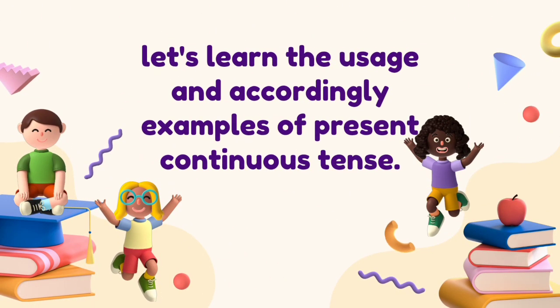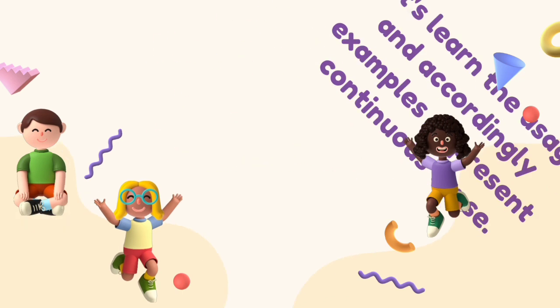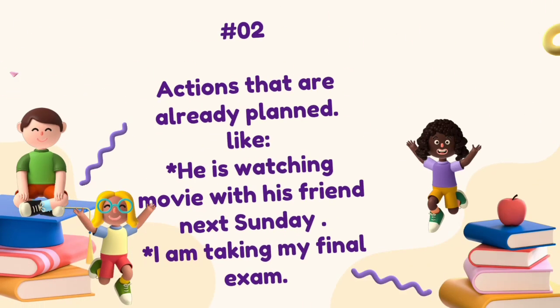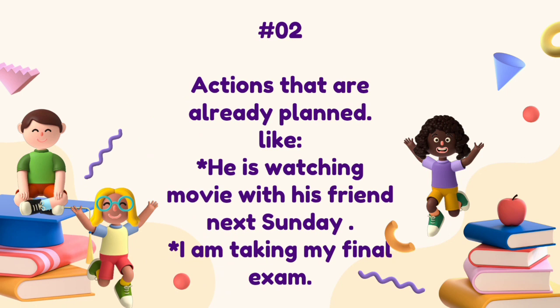Let's learn the usage and accordingly examples of present continuous tense. Number 1. Actions happening now, like he is playing football now. The stars are twinkling. Number 2. Actions that are already planned, like he is watching a movie with his friend next Sunday. I am taking my final exam.